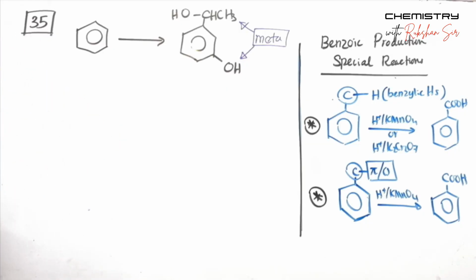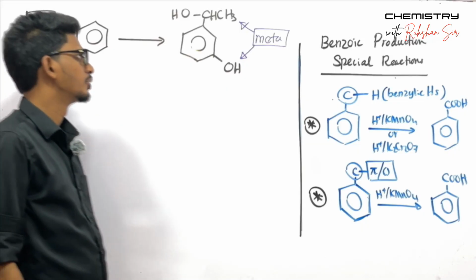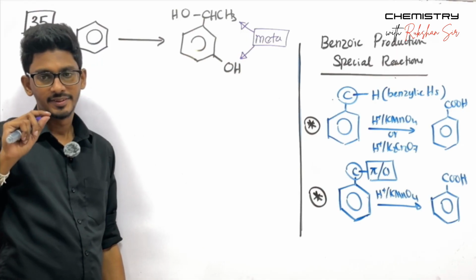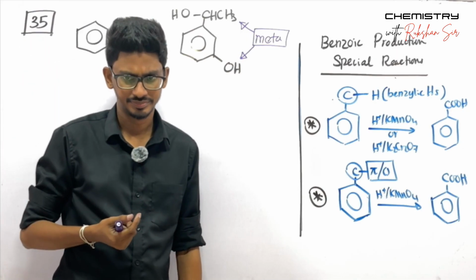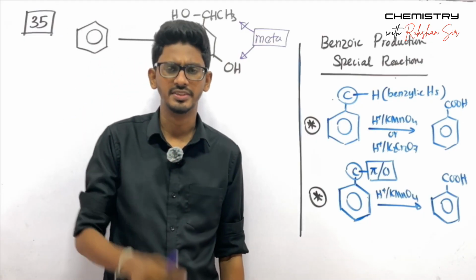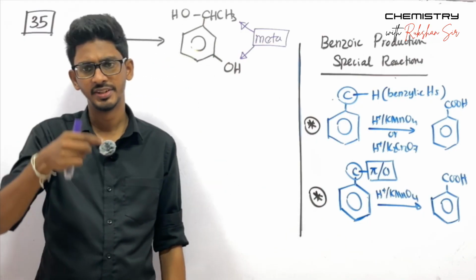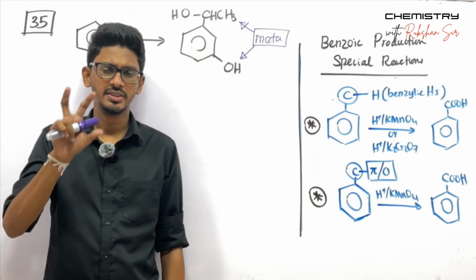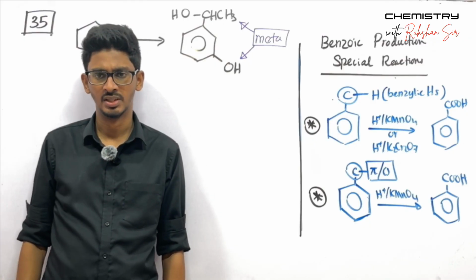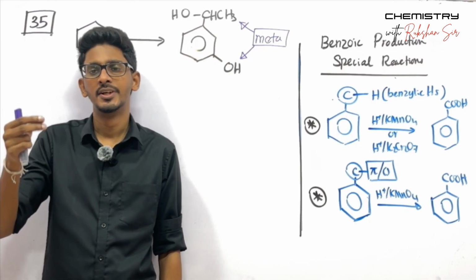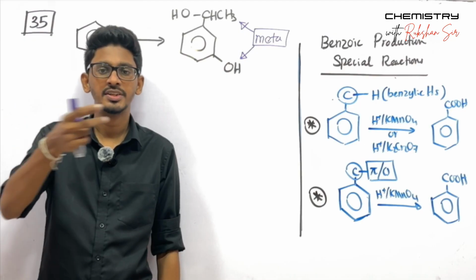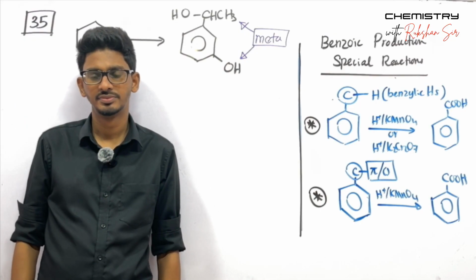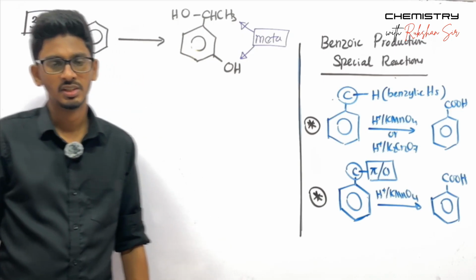So first you need to come up with a meta director. First you need to connect a meta director. Then only the second group will go to the meta position. Right, first you must set a meta director, and then the second group is created at the meta position.